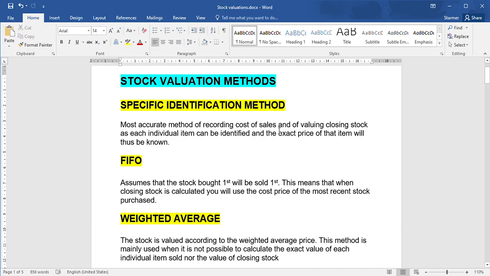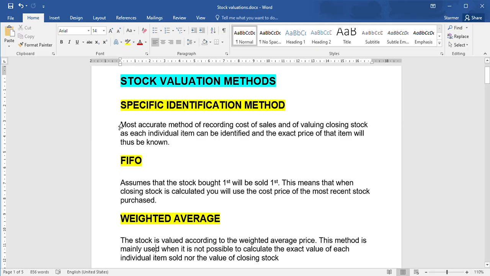Likewise, at the end of the year, you take the cost price of all of your unsold items. You go back to the stock register and you obtain the cost price of each item that you haven't sold, add them together, and that will give you an exact closing stock figure. So this is a very accurate system or method.